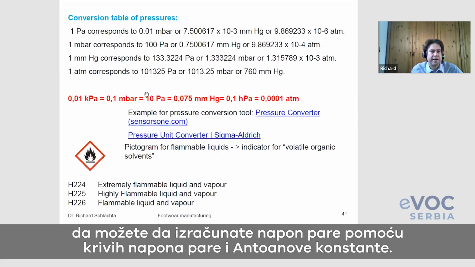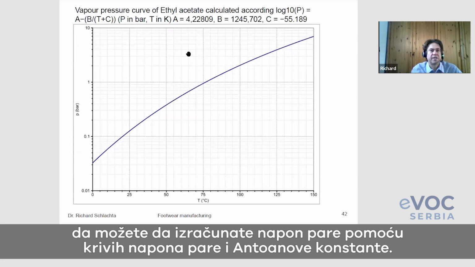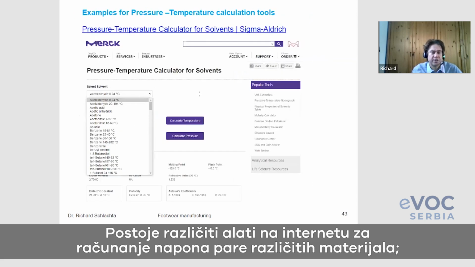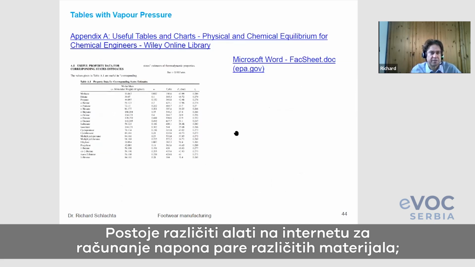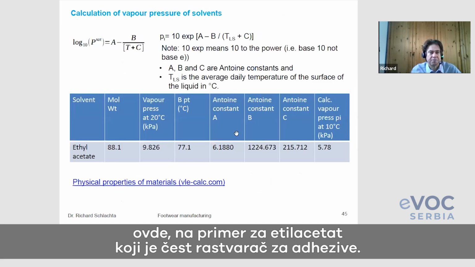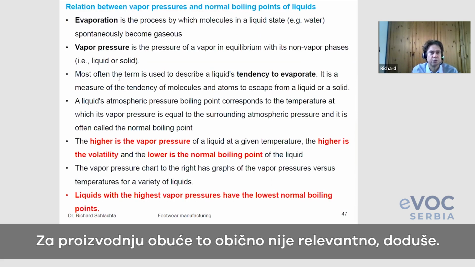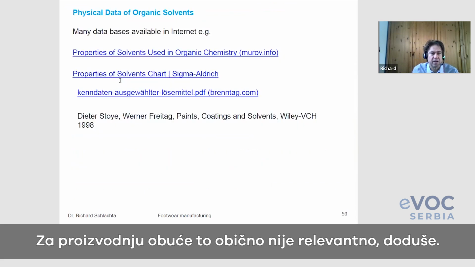I just want to mention it. You can calculate the vapor pressure, of course, by using, for example, vapor pressure curves, for example, the Antoine constants. There are different tools on the internet available where you can calculate the vapor pressure of different materials. So, for example, for ethyl acetate, that's a very common solvent for adhesives, you can calculate here the vapor pressure. But normally, I think for the shoe manufacturing, it is not relevant.